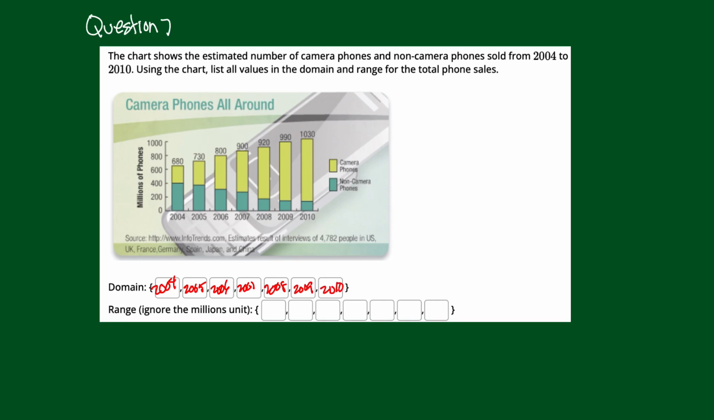And the range, these are the output values. These are coming from the verticals. So in 2004, what did we have? There was 680, 730. All right, so let's put those numbers in: 680, 730, 800, 900, 920, 990, and 1030.